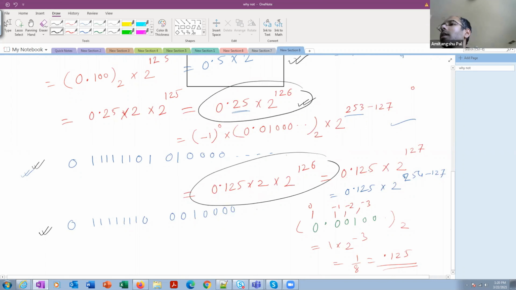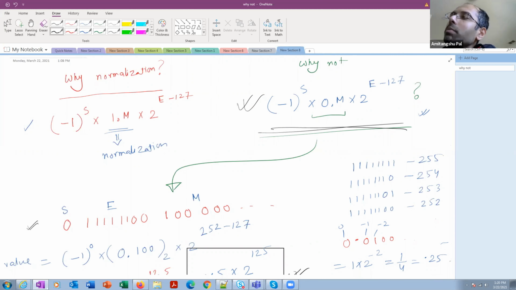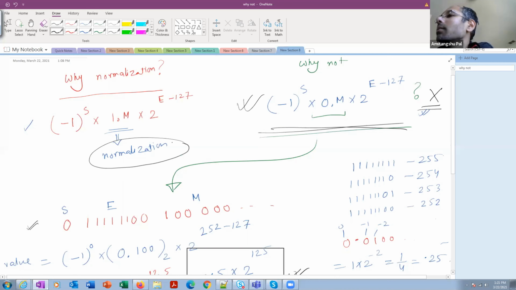Okay. So the point is, using this formula, corresponding to the same value you are getting different binary patterns. And this is going to create ambiguity in the first place. And second of all, for representing the same value, you are wasting multiple binary patterns. So basically, this is not an efficient scheme either. So that's why this formula is not going to be used. We are going to normalize the fractional part to avoid this ambiguity.